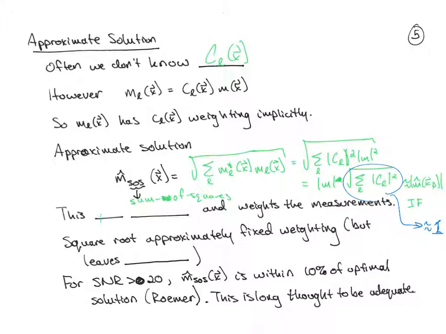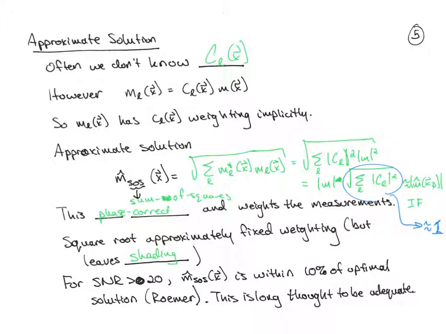So this still also phase corrects because we implicitly are multiplying by the complex conjugate of C, and it weights the measurements. Taking the square root here approximately fixes the weighting, but it does leave some shading if the coil sensitivities are not approximately equal to 1 when you take their sum of squares.